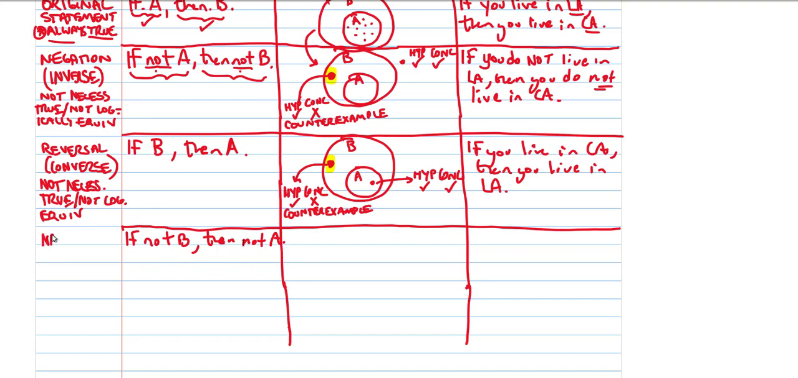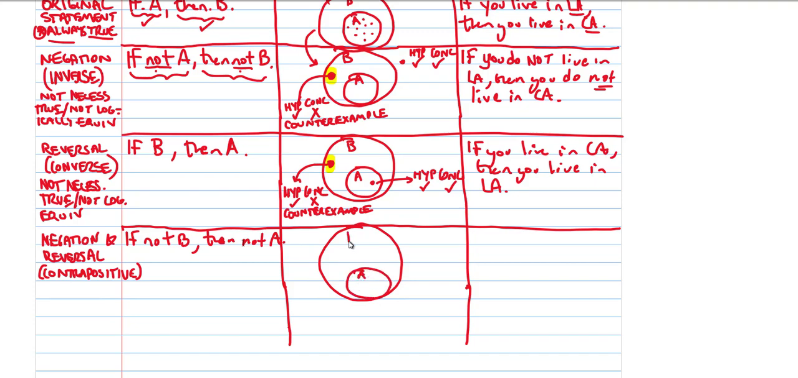So let's write down negation and reversal. And the technical name for this one is contrapositive. The contrapositive. Now let's take a look at our Venn diagram, and then we'll look at that real life example.